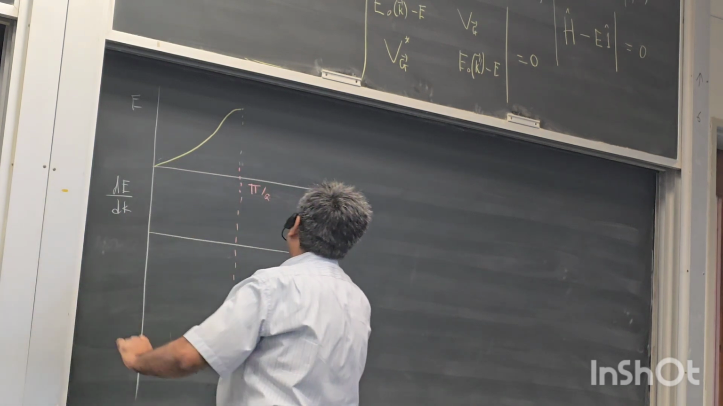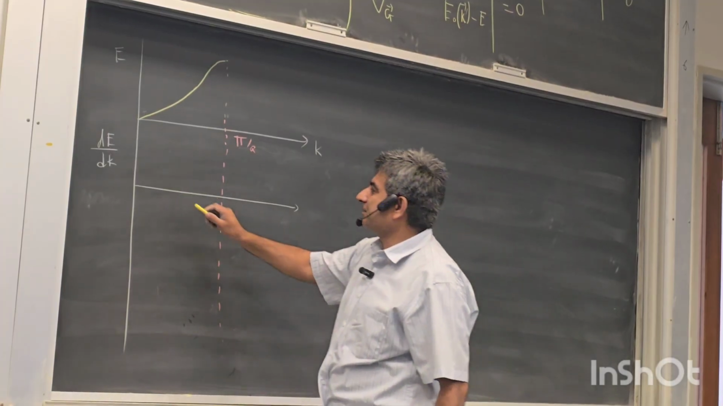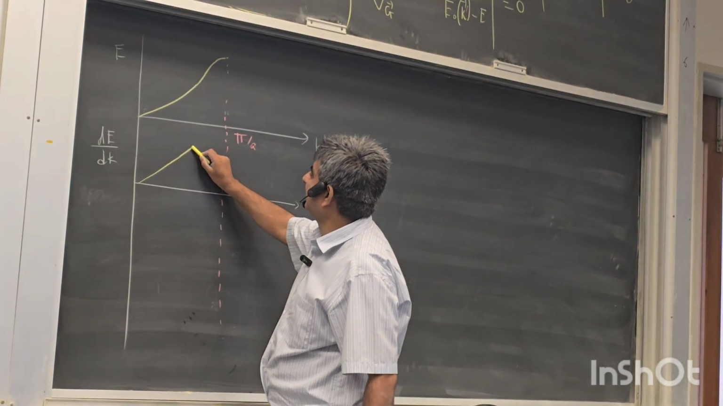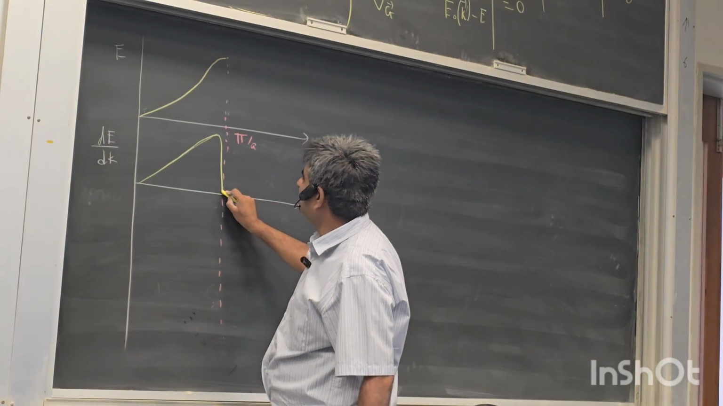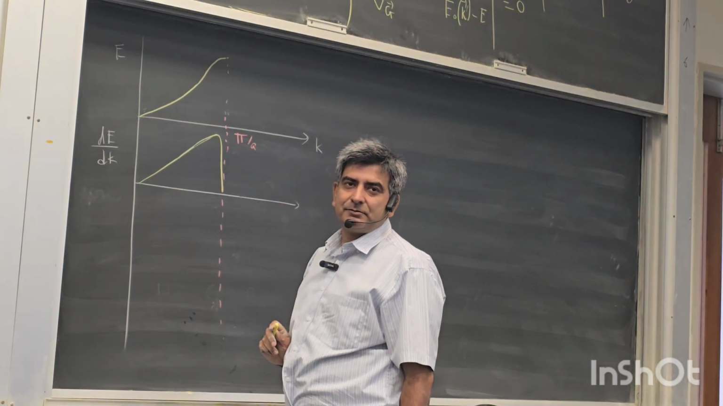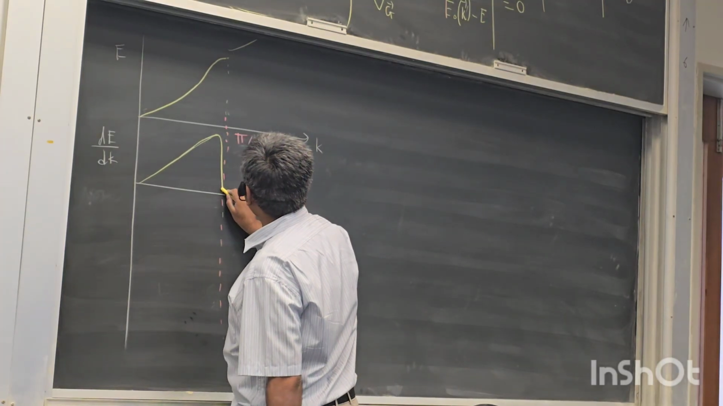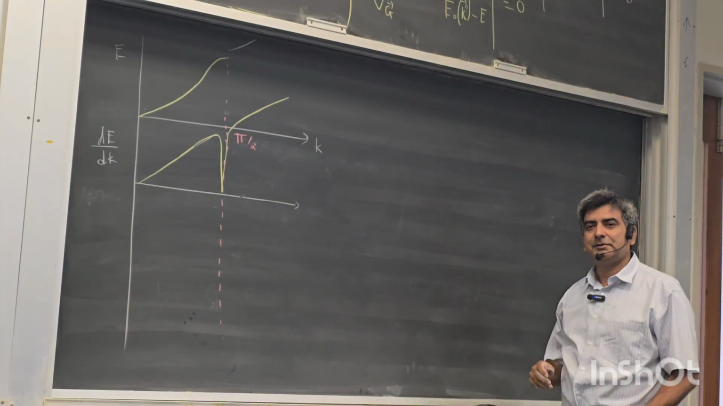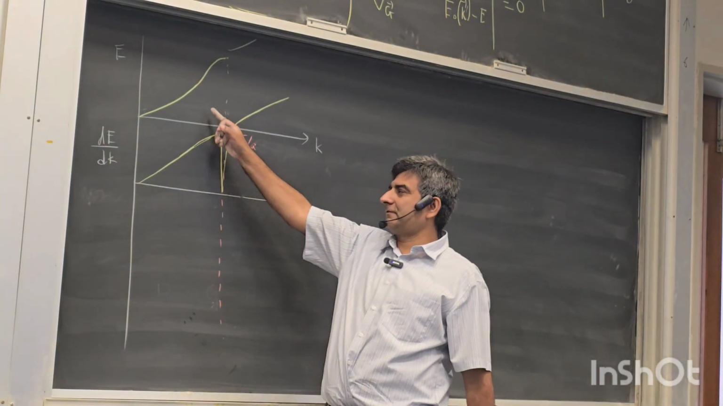If I were to plot dE by dk for this band structure, what will it look like? Here it's positive, keeps on going positive, then it turns around and goes to 0. And then after this, it starts off at 0 and recovers its positive slope. This is dE by dk. This is just the gradient of this curve.